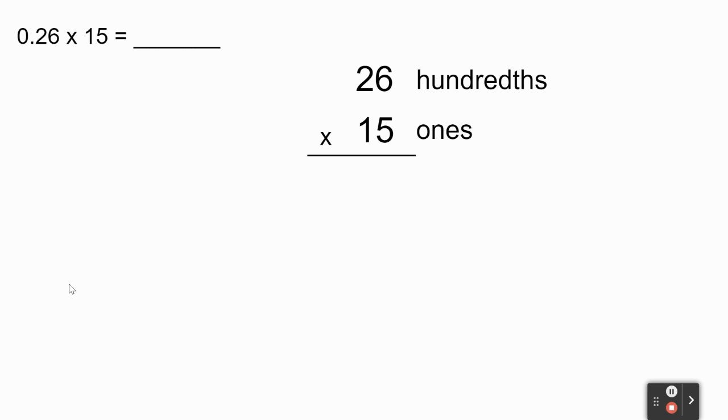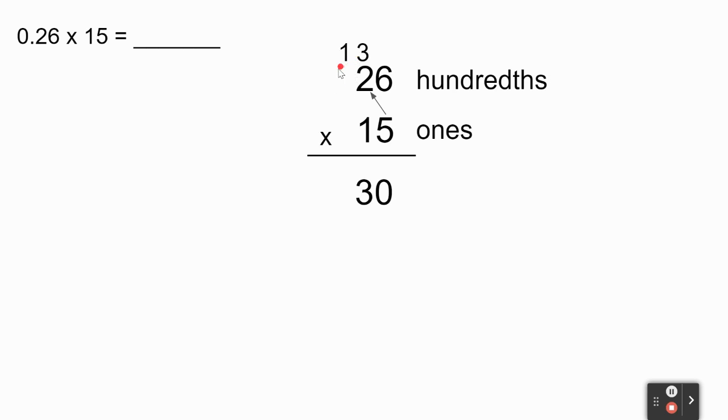Let's start by multiplying the digits that are in the ones place. So we're going to multiply 5 times 6. We know 5 times 6 is 30, so we're going to place a 0 down at the bottom, regroup the 3 to the top. Now we're going to multiply 5 times 2, since the 2 is in the tens place. 5 times 2 is 10, plus the 3 we regrouped is 13. So place a 3 down at the bottom in the tens place, regroup the 1 to the hundreds.